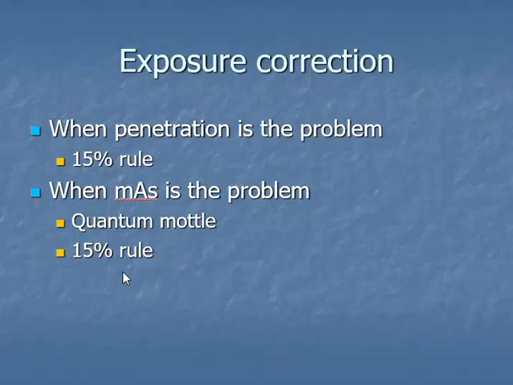Keep in mind you can use the 15% rule here as well. What you would be doing in this case is reducing your kVp and increasing your mAs to get rid of that quantum mottle, providing everything else is good. You just needed more radiation exposure to the image receptor.